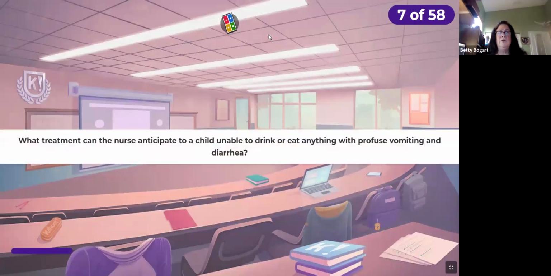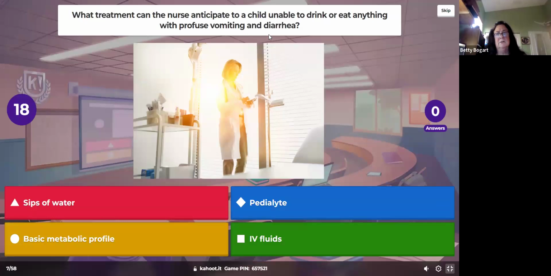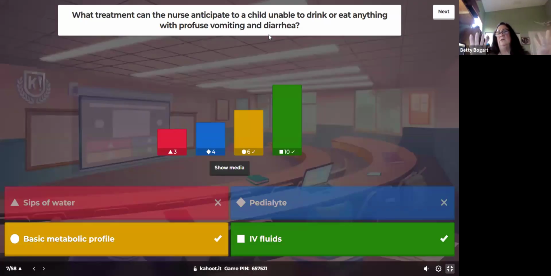A multi. What treatment can the nurse anticipate for a child unable to drink or eat anything with profuse vomiting and diarrhea? So this is one of those combination things. What do you do? Well, they're unable to drink and they're profusely vomiting. So we need to do just IV fluids and your metabolic profile. Nothing orally. It's just going to make them vomit more.